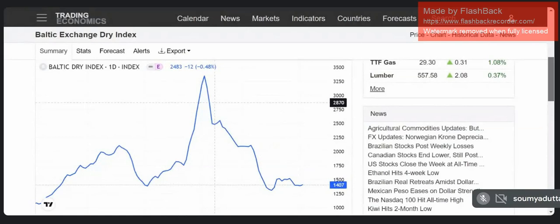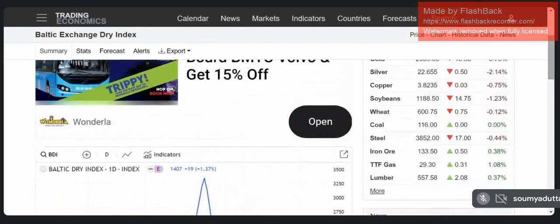Their shipping margins will always increase. Yes, because shipping prices are going up, no? And shipping companies are different from logistics, is it? Yes, correct. Baltic Dry Index. Keep that in mind.